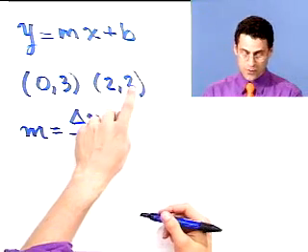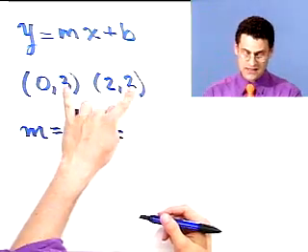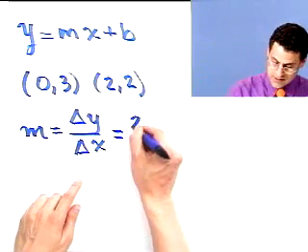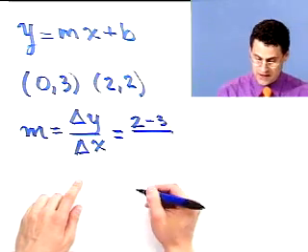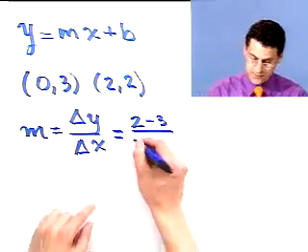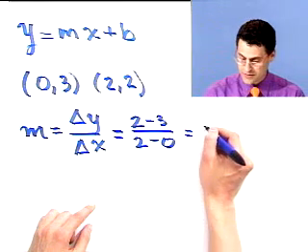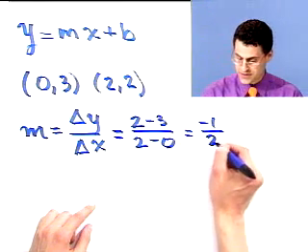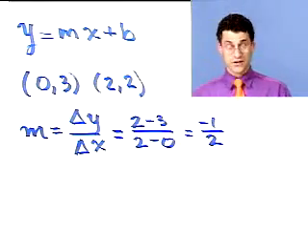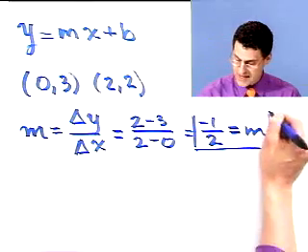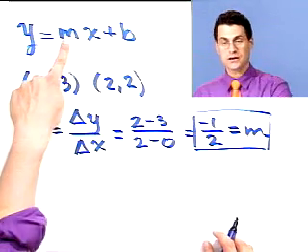So let's go y, that, minus that. So 2 minus 3, and divide that by 2 minus 0. So that equals minus 1 divided by 2, which equals minus a half. So the slope we immediately see is minus a half. That was pretty easy. So that just goes in there.